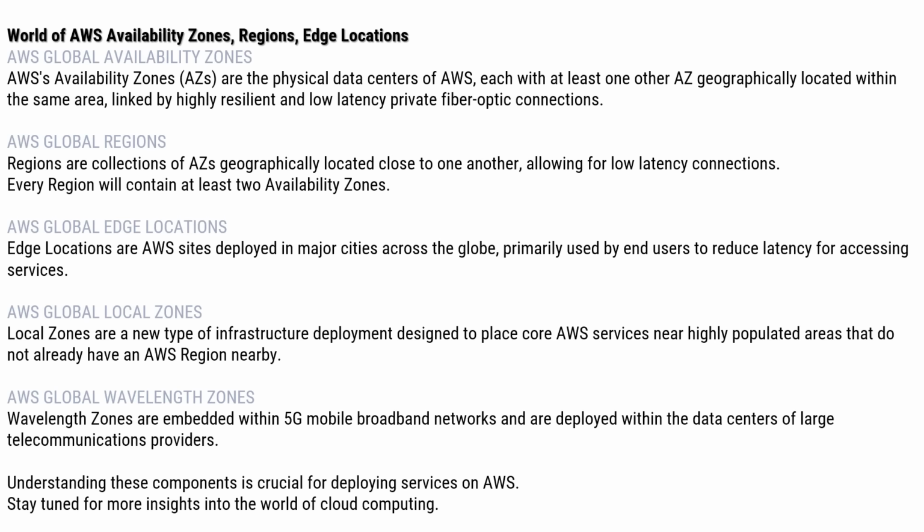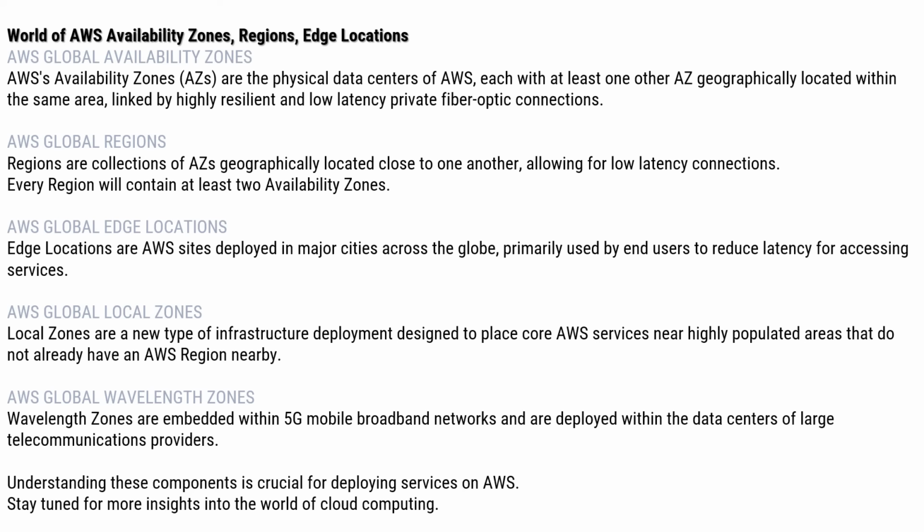So are you familiar with the components that make up the AWS global infrastructure? So let's dive into the world of AWS availability zones, regions, edge locations, and more. AWS availability zones are the physical data centers of AWS, each with at least one other availability zone geographically located within the same area, linked by highly resilient and low latency private fiber optic connections. Regions are collections of availability zones geographically located close to one another, allowing for low latency connections. Every region will contain at least two availability zones.